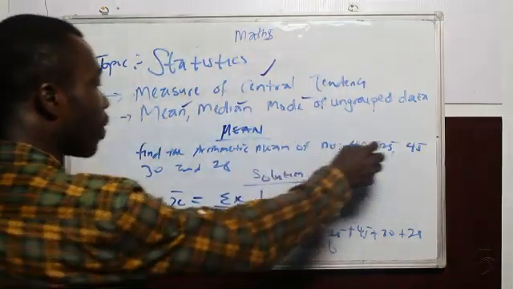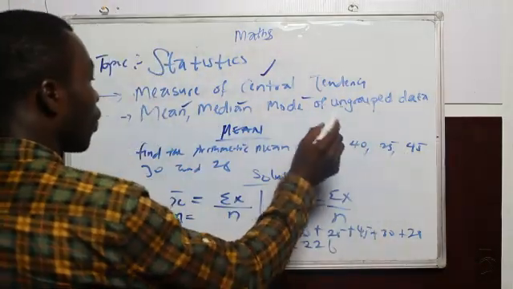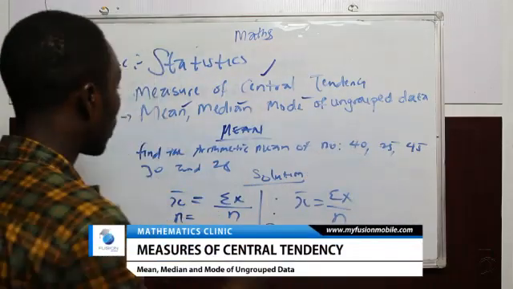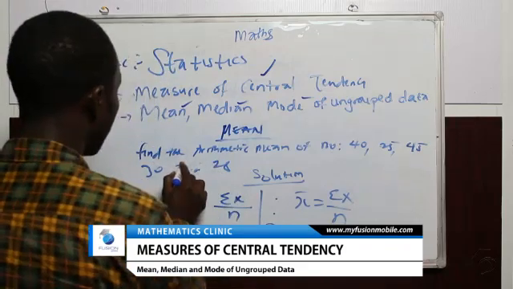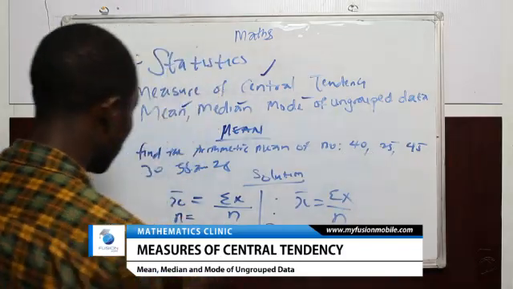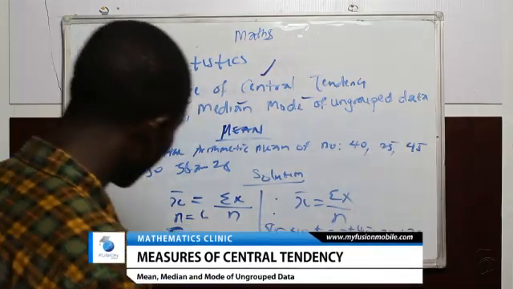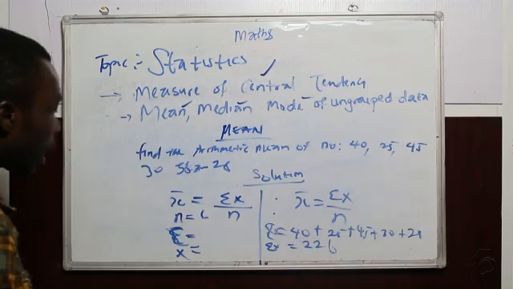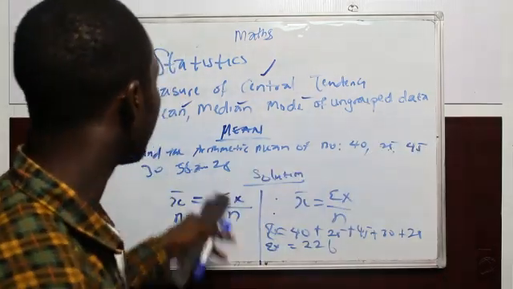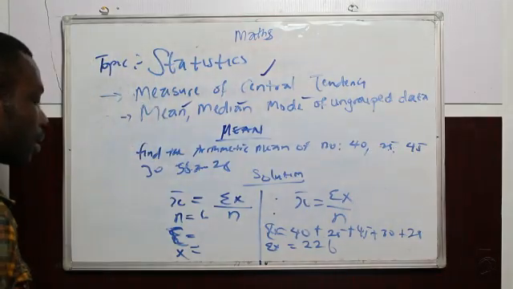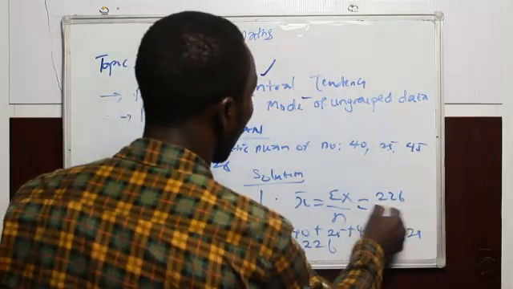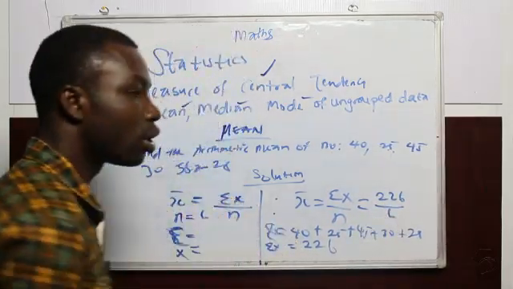Then the number of items: 1, 2, 3, 4, 5, and 6, which is equal to 6. Then our x values are 40, 25, 45, 30, 58, and 28. Now, therefore, our arithmetic mean is 226 over 6.